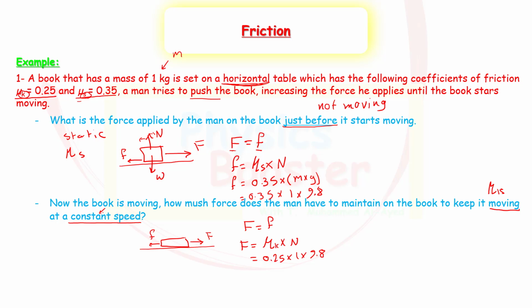Okay, what's very important here is that this value is smaller than this value. Well, how did you know that? Well, it's all the same numbers except the coefficient of friction. Here it's 0.35, here it's 0.25. So I know for sure that the kinetic friction is always less than the static friction. Please keep that in mind.